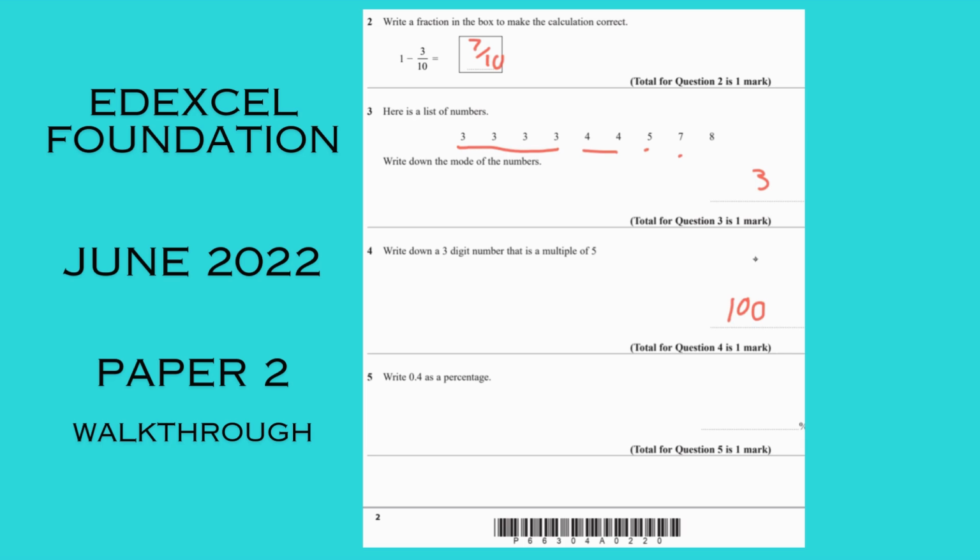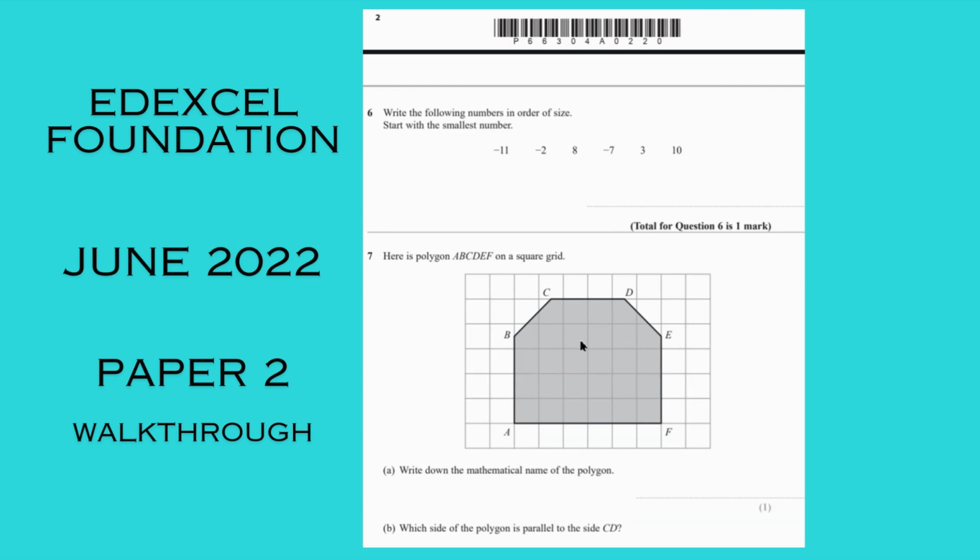0.4 as a percentage. So to go from a decimal to a percentage, it's multiply by 100. 40% finishes off the first page.